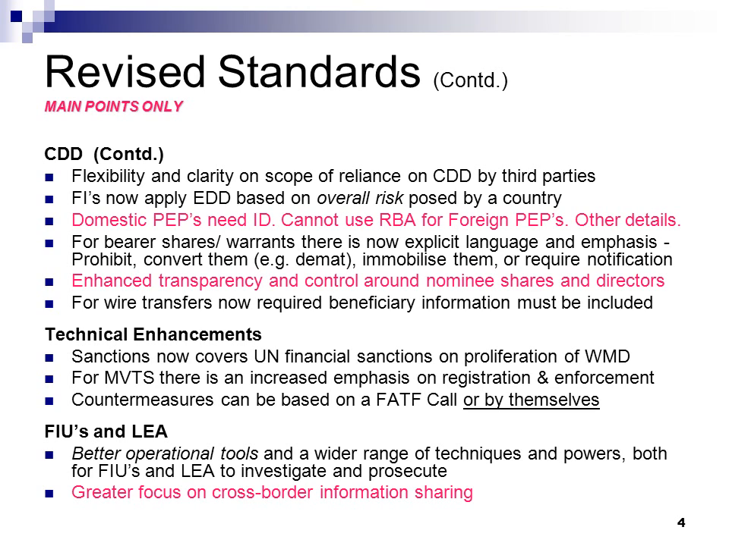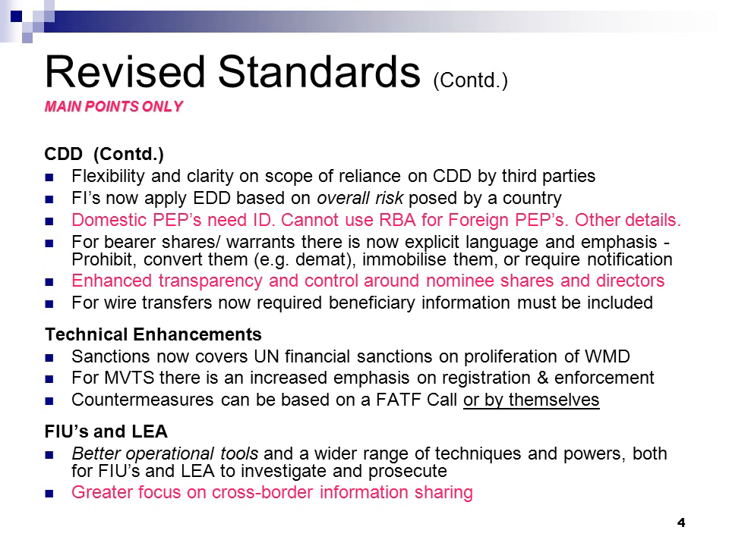It requires enhanced transparency and control around nominee shares and nominee directors. The names of the nominator need to be disclosed, and the parties providing nominee shares and nominee director facilities need to be licensed. For wire transfers, it now requires beneficiary information to be included. So the required beneficiary information now must be included with the wire transfer.